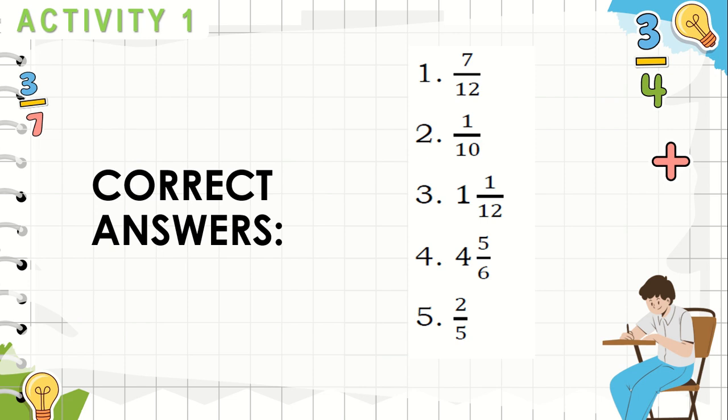Here are the correct answers. Number 1, 7/12. Number 2, 1/10. Number 3, 1 and 1/12. Number 4, 4 and 5/6, and number 5 is 2/5.